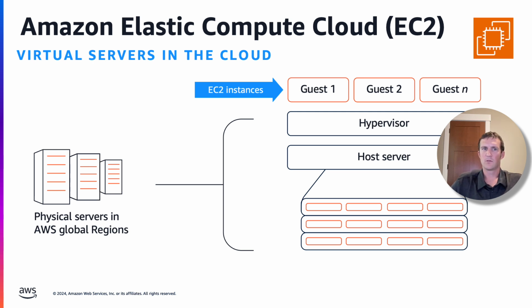EC2 are virtual servers that reside in the AWS cloud. They're incredibly flexible, and they allow you to scale up or scale down very quickly. The EC2 instances are the actual compute instances that you can use in your cloud account to perform computation. Here we see a diagram of a high level of what these EC2 instances are. We have physical servers located in AWS global regions and availability zones.